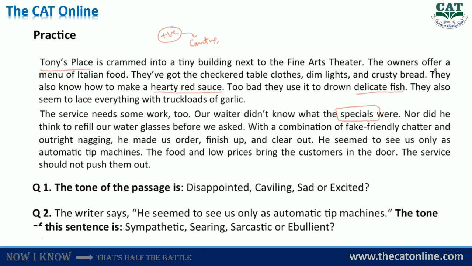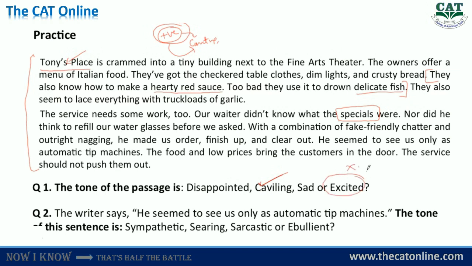If I read this sentence, "They also seem to know how to make a hearty red sauce. Too bad they use it to drown their delicate fish." So here he's presented two positives, but he's written them in a way that it becomes a little sarcastic, right? So the overall tone of the passage is that he's describing Tony's place, and he's describing the positive aspects, but he's not very satisfied. So he's objecting to whatever is being presented in Tony's place. So it is a cavilling tone. It cannot be an excited tone. Why?